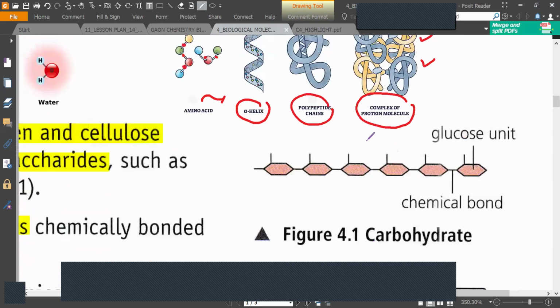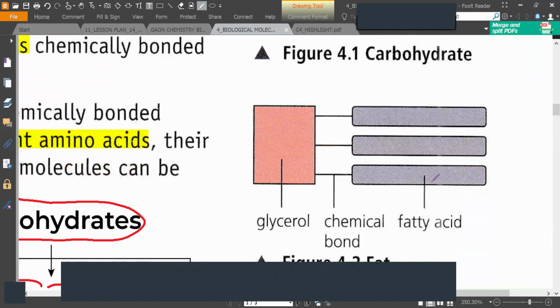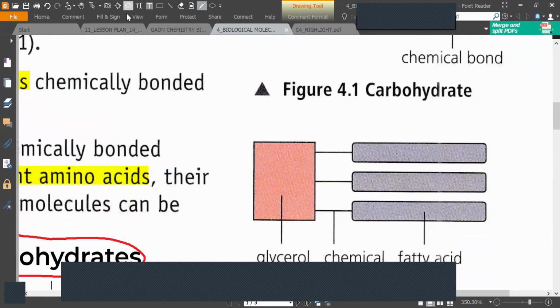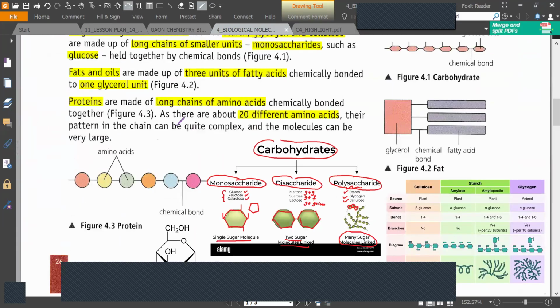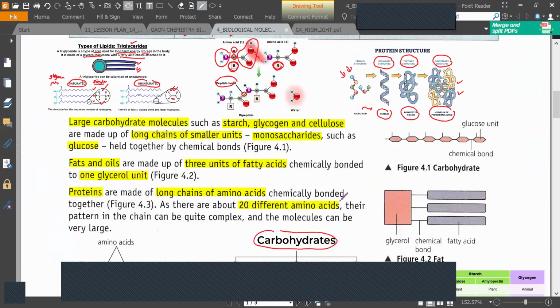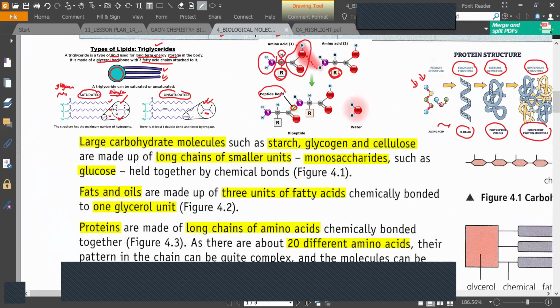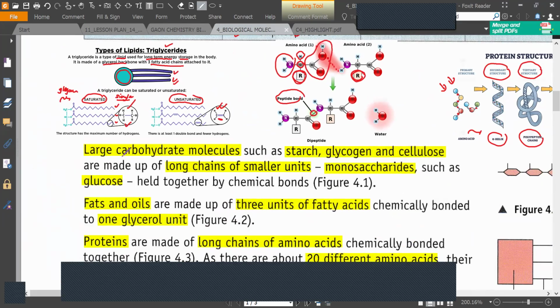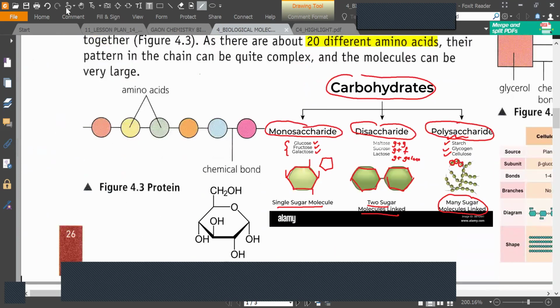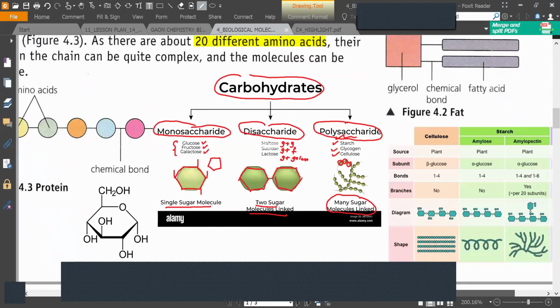So carbohydrates, okay, fats, okay. What else? Okay, so we have these large carbohydrate molecules, such as starch, glycogen, and cellulose. They are made out of long chains of smaller units of monosaccharides such as glucose. Okay, so we can take a look. It looks like this.